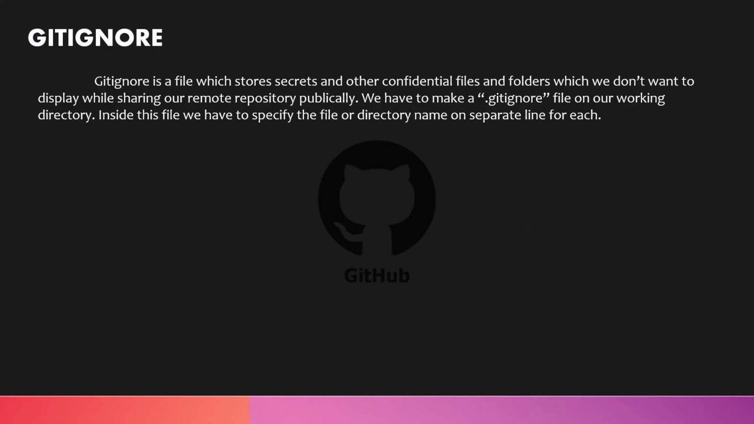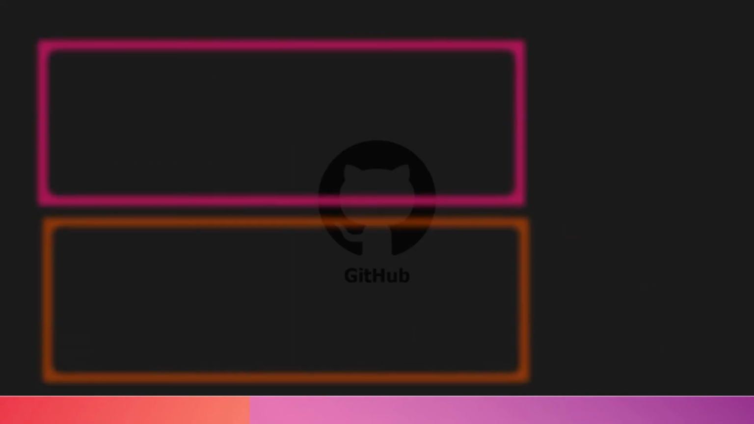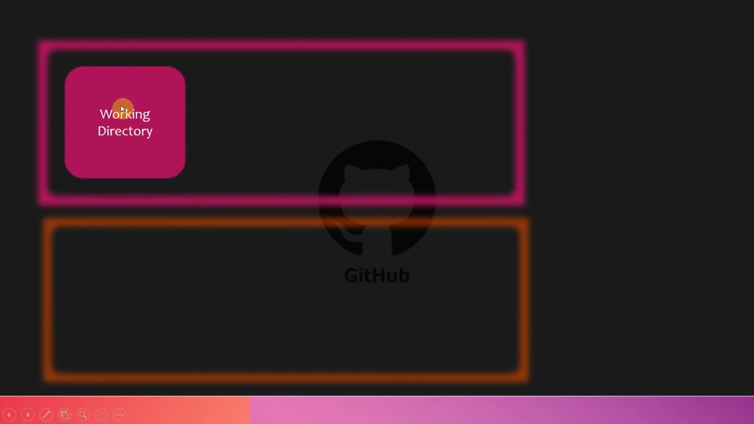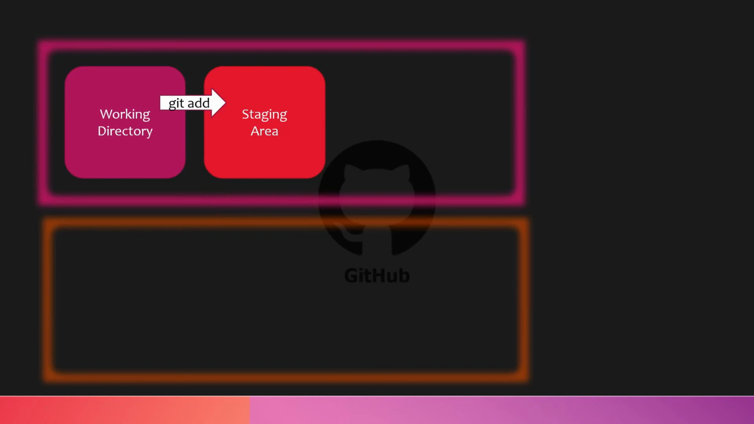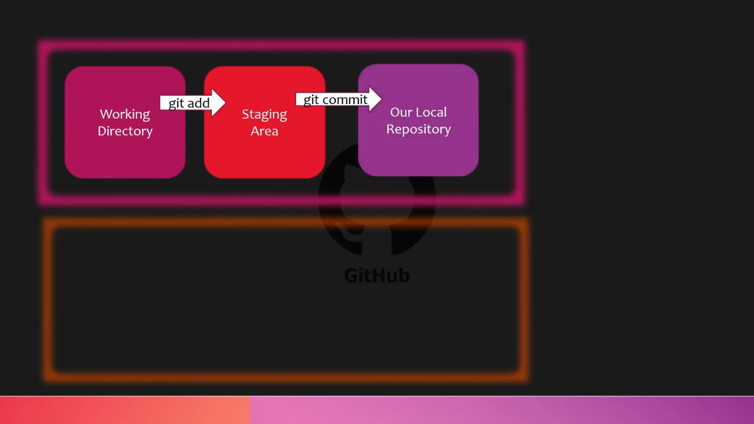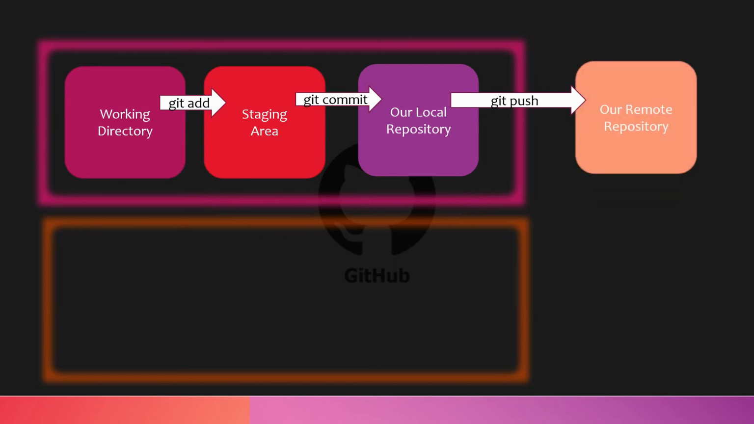So let's revise what we have learned through this. We have two computers, like this is my computer and this is someone else's computer, like your teammate's computer. In my computer I have a working directory where I have made changes and added files. Now I want to push these files to my local repository, so I use git add, which sends the file to the staging area, and inside the staging area I commit it so that it goes to my local repository. Now from my local repository I want to git push to send those files to my remote repository.